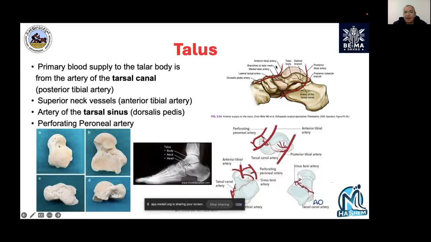The second point, you need to understand that all the blood supply is mainly above the neck. And when you have a neck fracture, then this blood supply is badly affected. So the artery of the tarsal canal, the artery of the sinus tarsi, anterior tibial branches to the neck, and perforator of the peroneal artery are all on the neck of the talus. So with a talar neck fracture, the blood supply to the talus is badly affected, especially the blood supply to the talar body, which is retrograde. In the X-ray, this is the talar body, this is the neck, and this is the head. It's easy to recognize this.